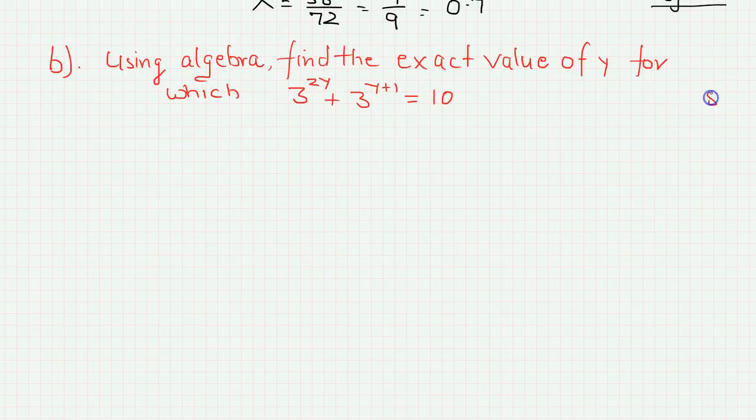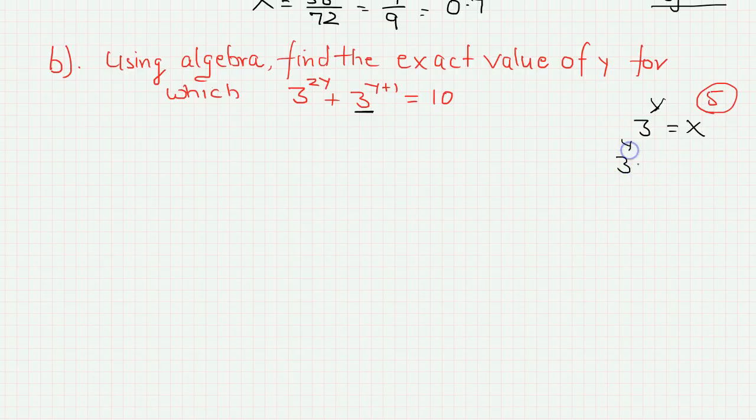Part B of this question, which is also 5 marks, says that using algebra, find in terms of logarithms the exact value of y for which 3 raised to the power 2y plus 3 raised to the power y plus 1 is equal to 10. Whenever we have this kind of question, try to take this as a different variable. So let's say 3 raised to the power y is equal to x.